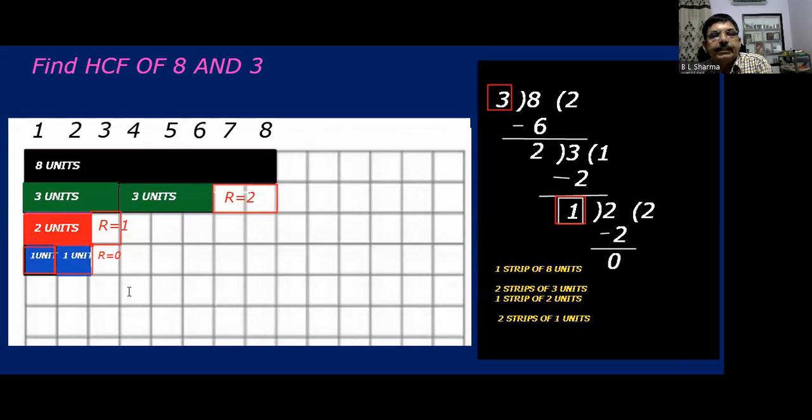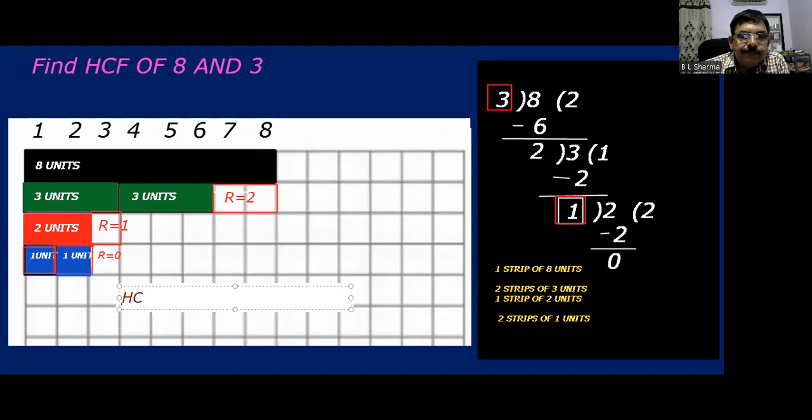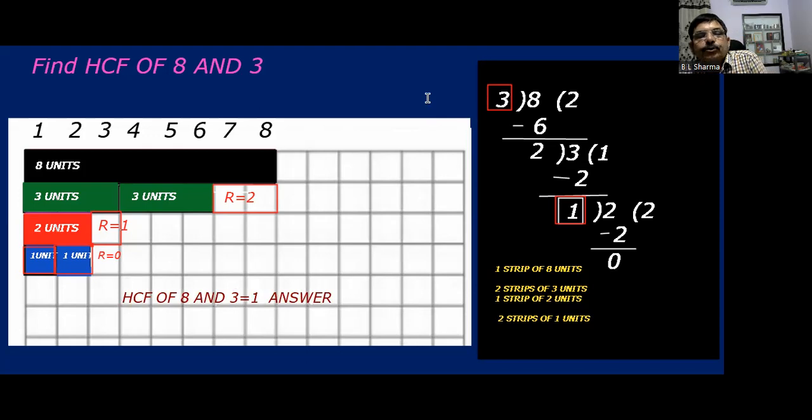We can write the answer. Therefore SCF of 8 and 3 is equal to 1, and that is the answer of this question. So through activity, we have got the SCF of the two numbers, 8 and 3. Or you can say through experiential learning, or you can say through art integrated.